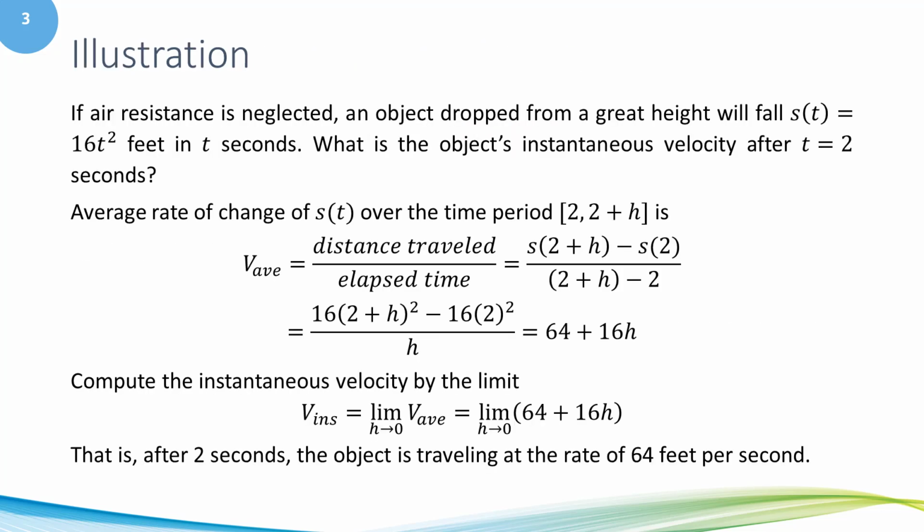Let's say we have an object dropped from a great height, and this object will fall at the rate of 16t² feet in t seconds. So we want to know what is the instantaneous velocity after t is 2 seconds. The average rate of change of s(t) over this time period is 64 + 16h. Now, if the interval gets smaller and smaller, this means h gets smaller and smaller, we will get that after 2 seconds, the object is traveling at the rate of 64 feet per second.